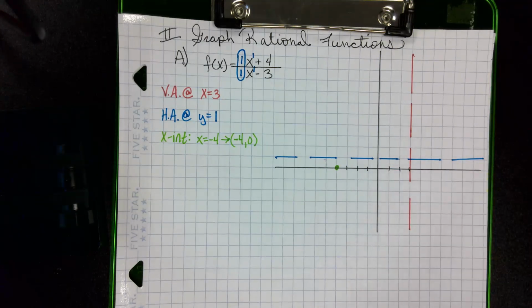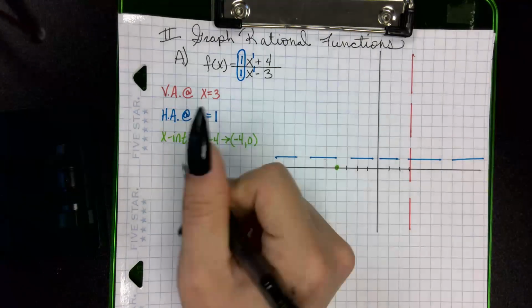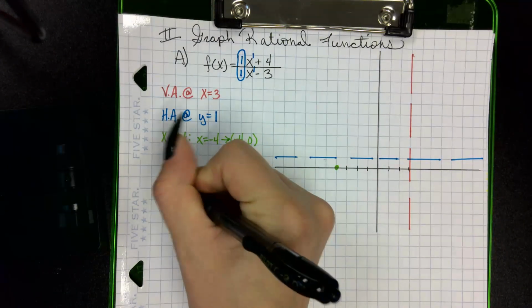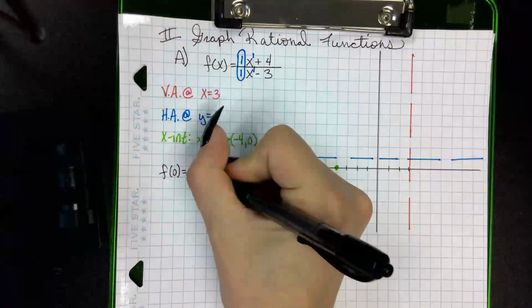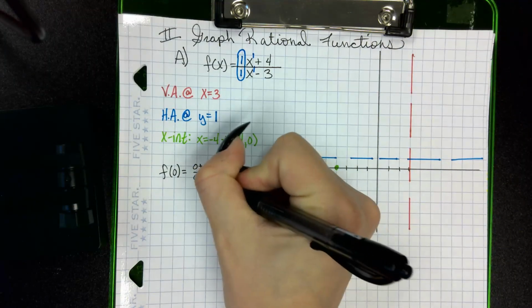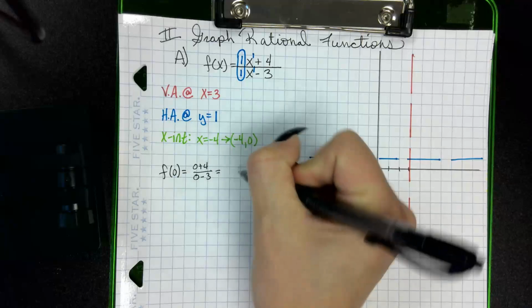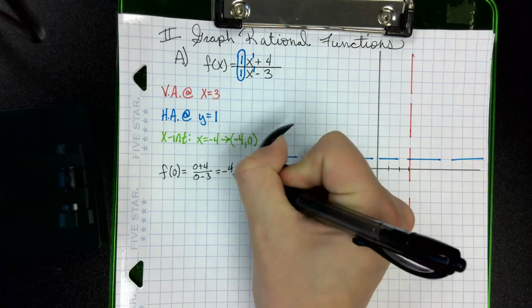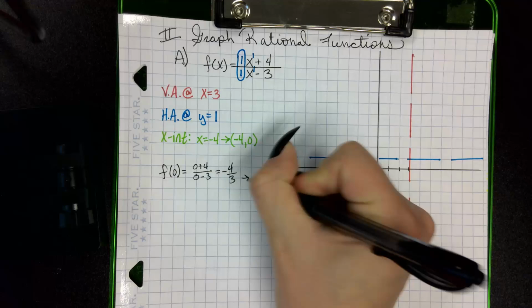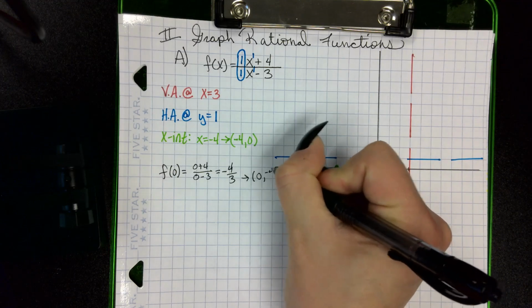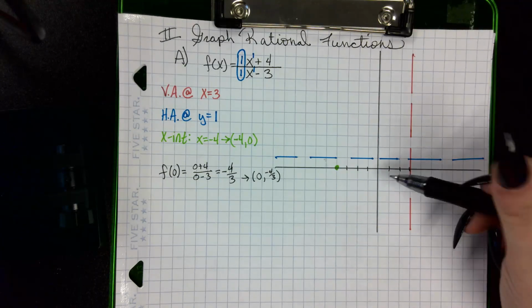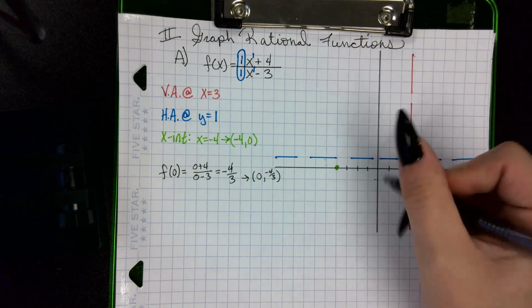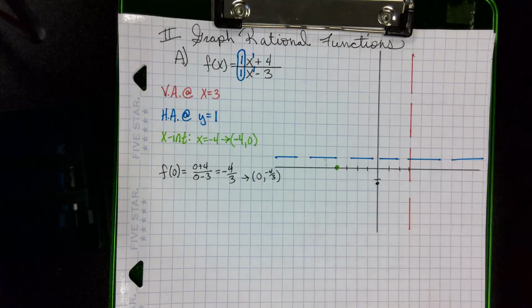Let's find out where it is, because we're doing this with no graphing calculator. So the function, I'm going to do f of 0. That's when x is 0, and that will tell me where the y value is. So I plug in 0 into my function. So I have 0 plus 4 over 0 minus 3. So it's negative 4/3. So that is the point 0, comma, negative 4/3. So 3/3 is 1. So if I went negative 1 and then a third more than that, about right there.